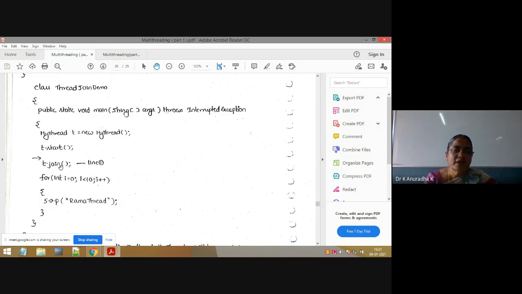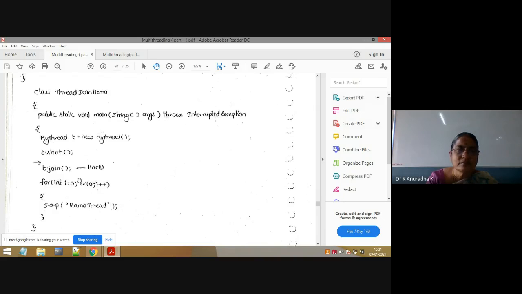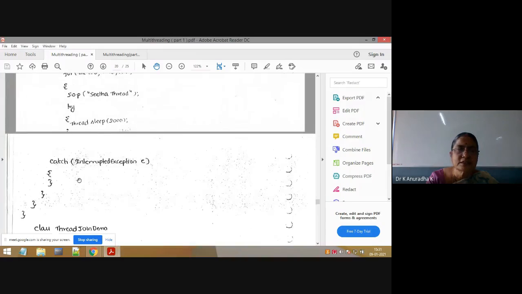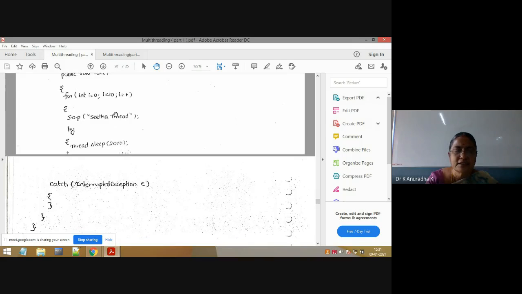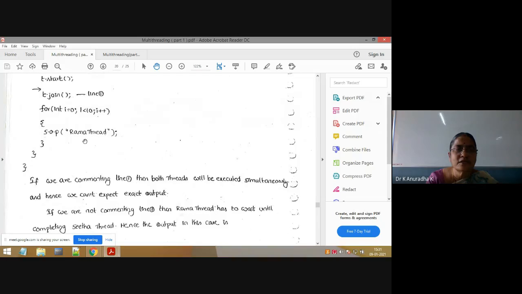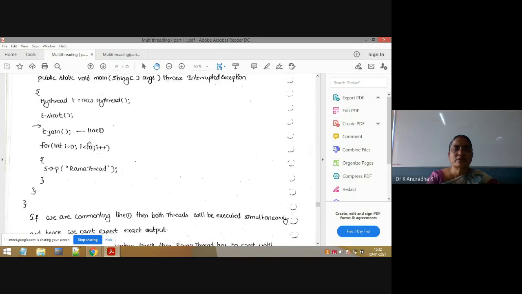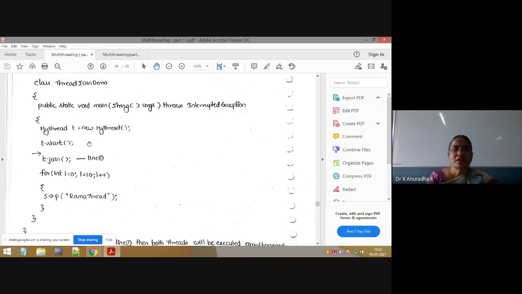Now here, this is the functionality of the child thread. This is the functionality of the main thread. And this is the functionality of the child thread. This for loop is the functionality of the child thread. And this for loop is the functionality of the main thread. Now here, what will be the output? That is the question.